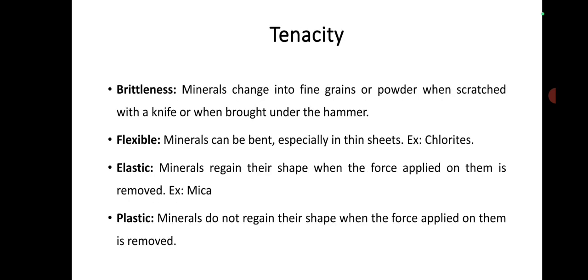Brittleness means the mineral changes into fine grains of powder when scratched with a knife or when brought under the hammer. So into powder. Flexible means the mineral can be bent into thin sheets without breaking, for example chlorite. Elastic means the mineral regains its shape when the force applied on it is removed. Mica is an example. And plastic means they do not regain their shape when the force applied on them is removed.